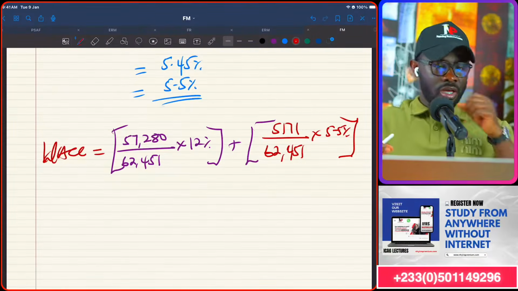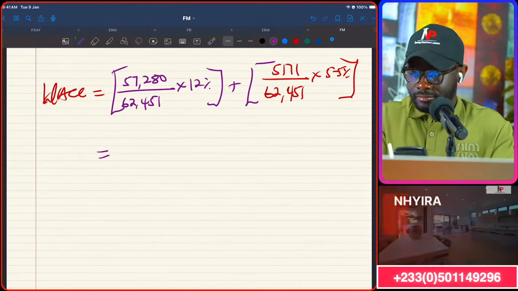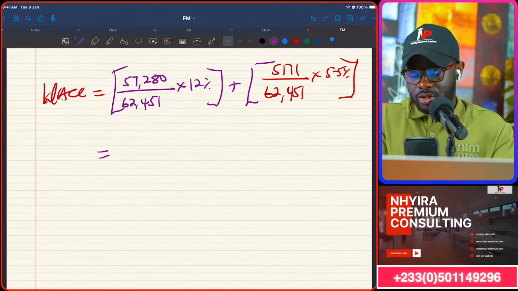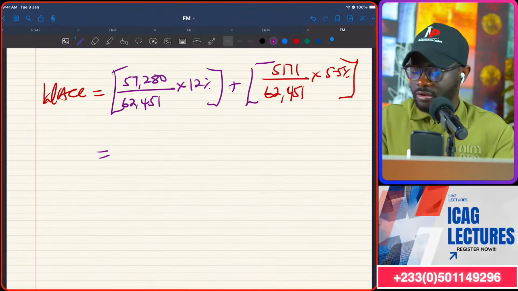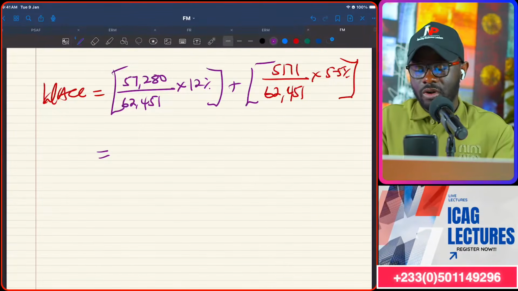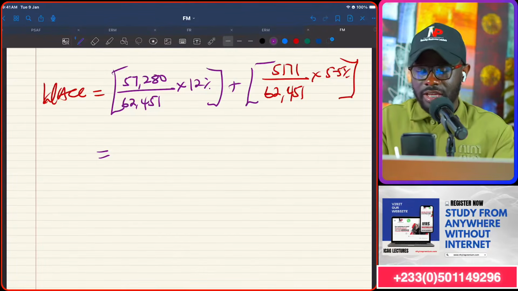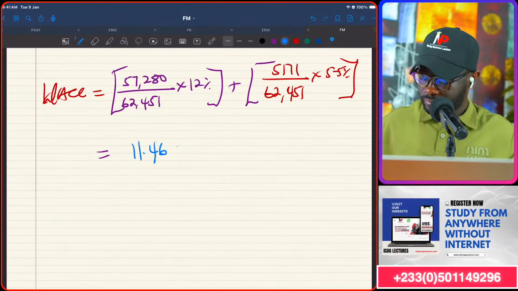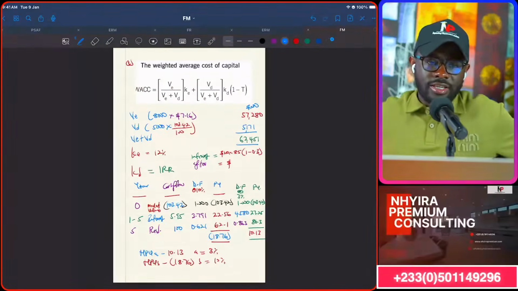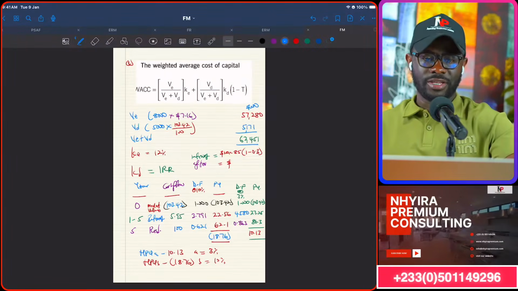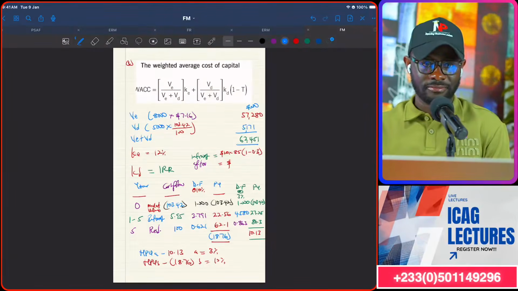That is the idea about the weighted average cost of capital. So we punch these respectively. I'm going to punch them together, if you have a good calculator. So big bracket, 57,280 over 62,451 multiplied by 0.12, bracket close, plus bracket open, 5,171 over 62,451 multiplied by 0.055, bracket close, and that is giving us around 11.46%. So if I want 11.5%, this is the weighted average cost of capital calculation, the B part of the question. Very sweet, simple, straight to the point. That's the idea in respect of that.